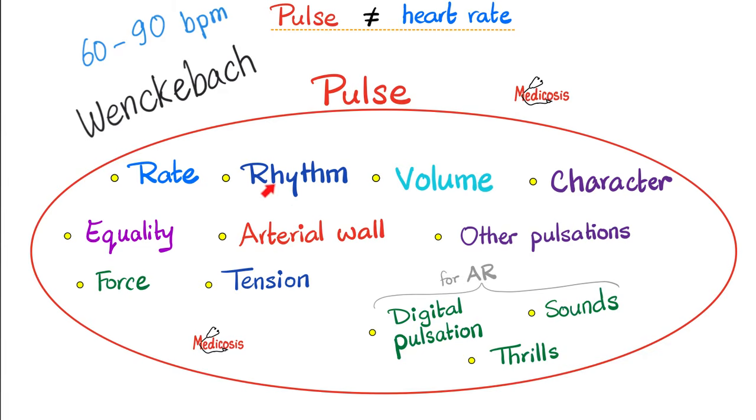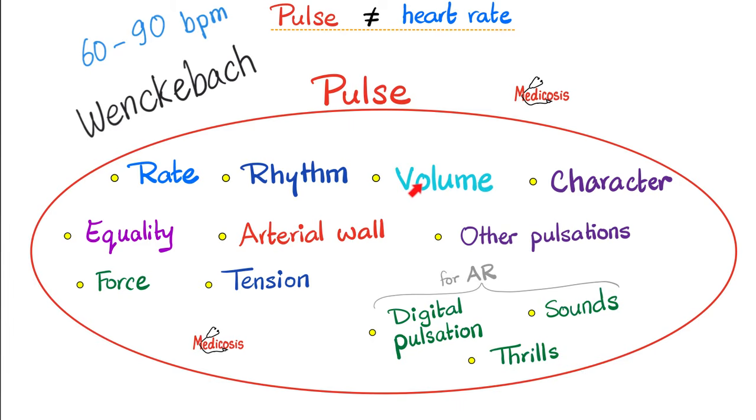Could it be irregular? Yes. For example, patients with atrial fibrillation have irregular rhythm, commonly referred to as irregularly irregular. Other patients with irregular rhythm include pulsus bigeminy, pulsus trigeminy, and even pulsus quadrigeminy. These could be caused by digoxin. They could be caused by premature beats.